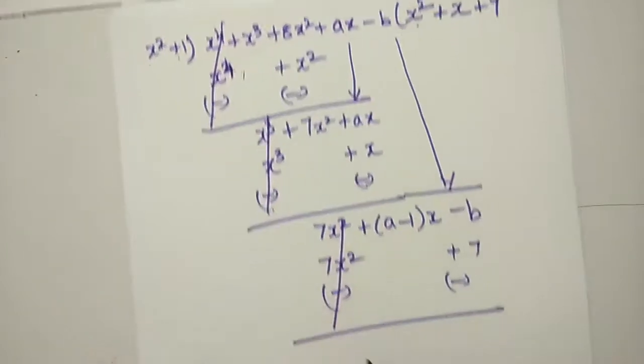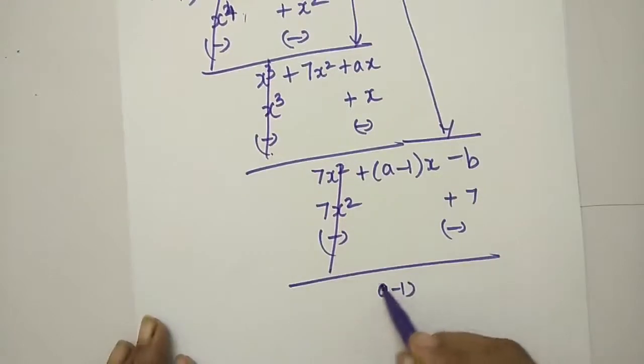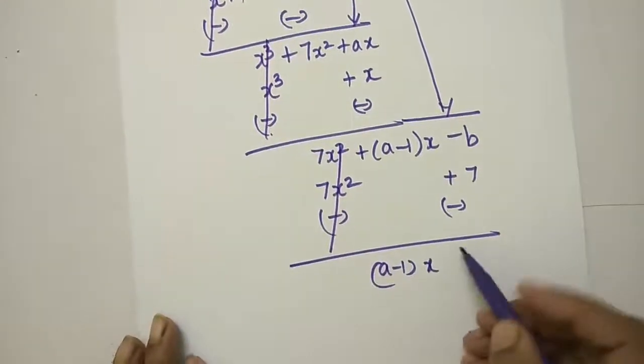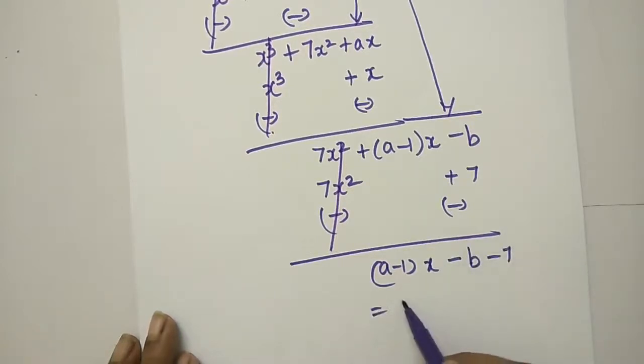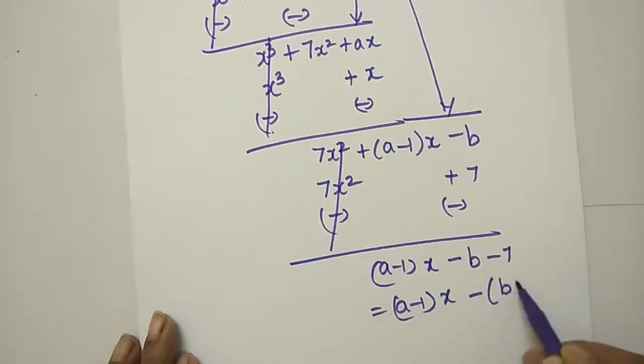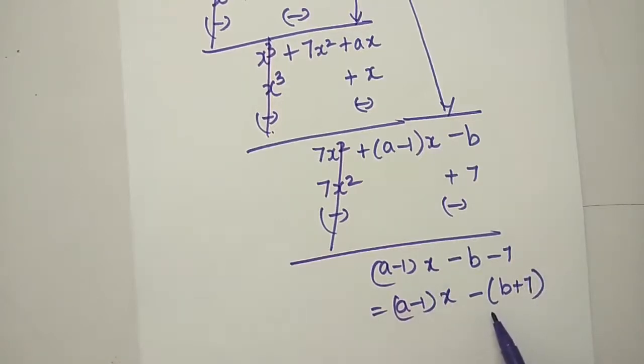Okay, these two get cancelled. Here it will be a minus 1 into x minus b minus 7. This can be written as a minus 1 into x minus of b plus 7. Is it not? This remainder I have written as a minus 1 into x minus, I took minus common, and b plus 7.